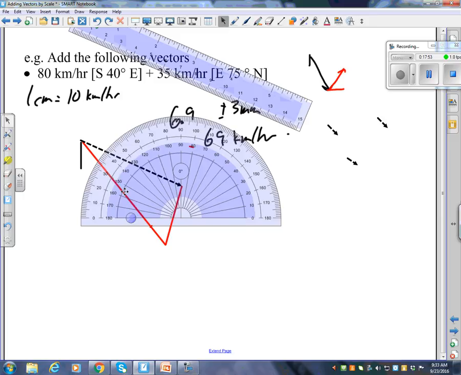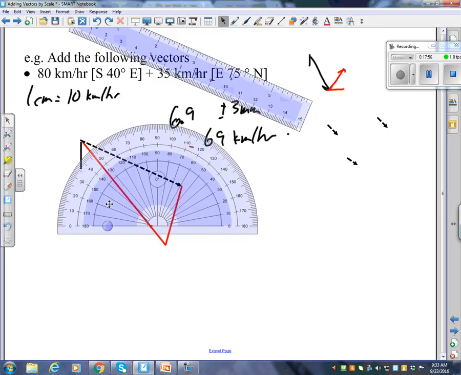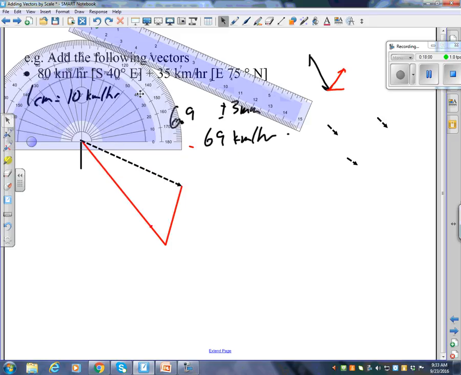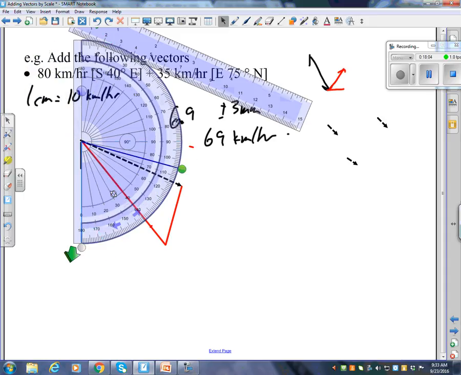Okay, now here's the problem. Where do I measure from? You measure at the start, and you have to put 0 at one of the cardinal points. You got to put 0 at north or south or east or west, right? So I'm going to bring it in, and I'm going to put it right there so that 0 is south. And my resultant is way over here. It looks like 65, 66. I'm going to say 66 degrees. So that's going to be south, 66 east.